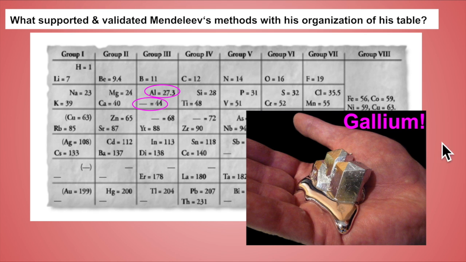So the discovery of gallium kind of proved that his organization method was correct. And it kind of proved to all of his colleagues that, hey, maybe this is something that we should follow and try to investigate more, right? So, yep, answer is gallium.